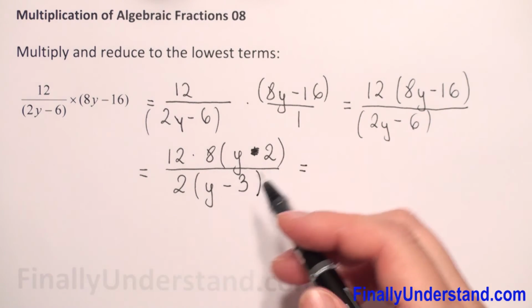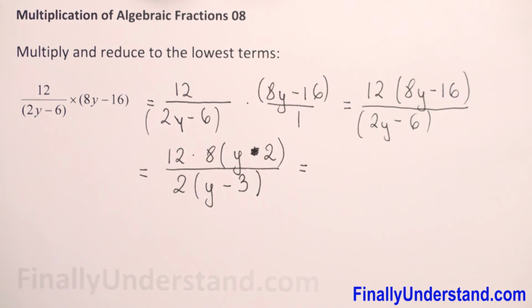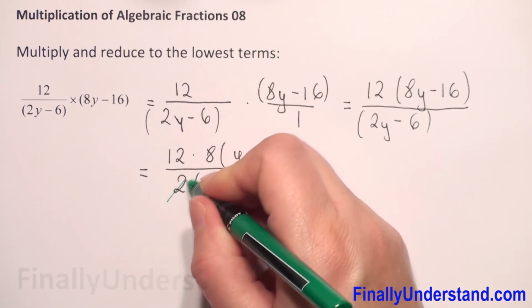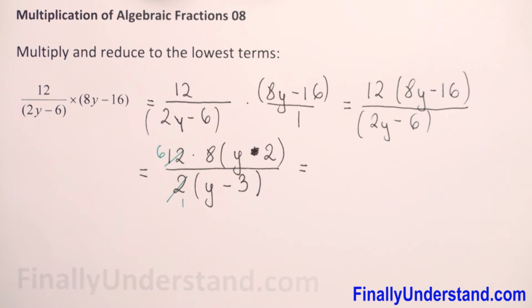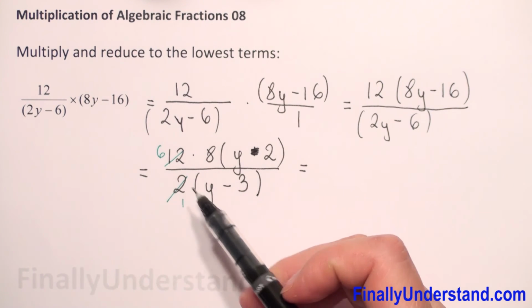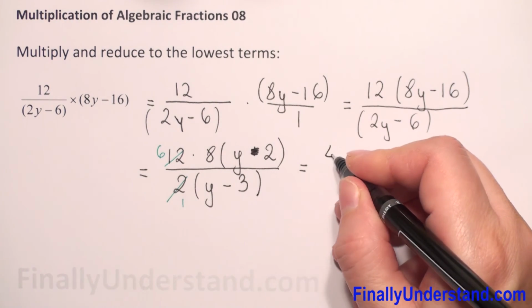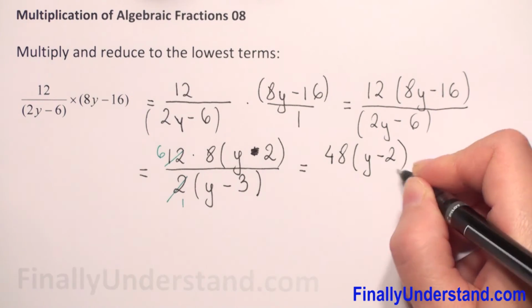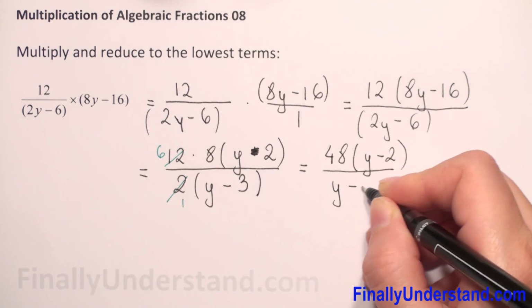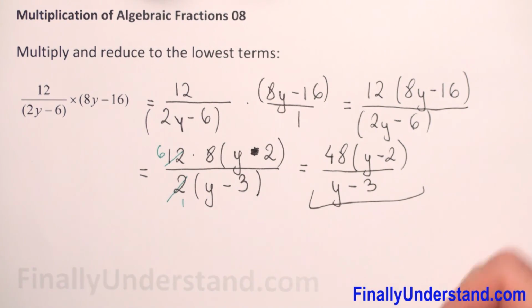Next we see that we have 12, 8 and 2, so we can reduce 2 with 12 and it will be 1 and 6, and now we can do multiplication. 6 times 8 is 48, and in parentheses we have y minus 2 over y minus 3. This is my solution. We cannot reduce anything.